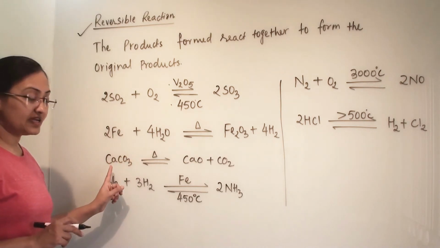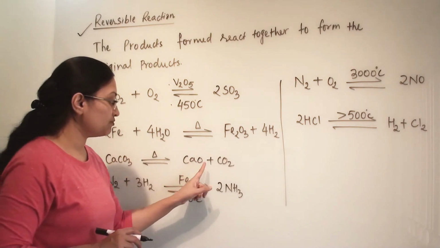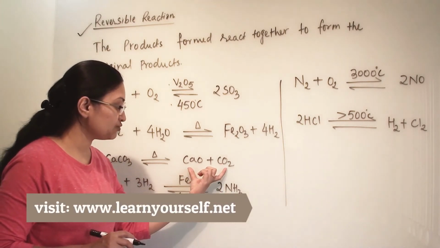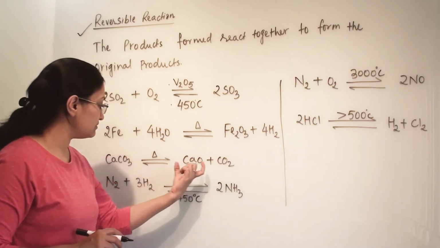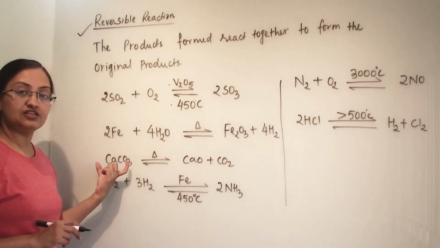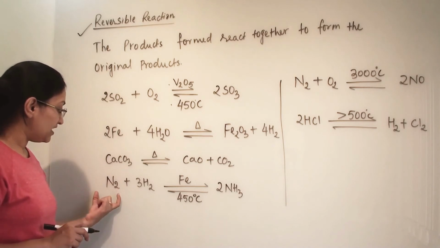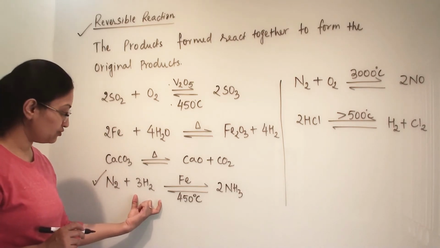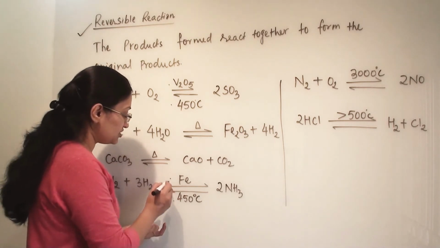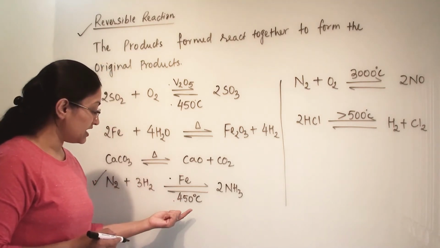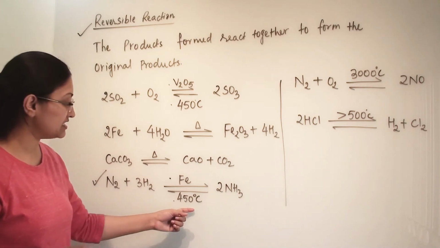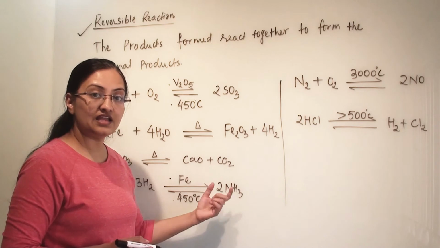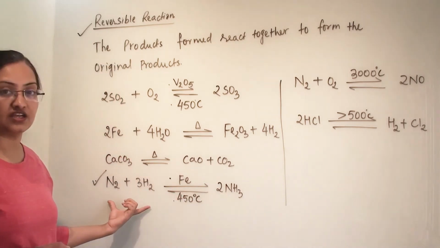When we are heating calcium carbonate, we will get calcium oxide and carbon dioxide. And this is a reversible reaction. So again these products will react among themselves and we will get the calcium carbonate back. When nitrogen, this reaction is important. When nitrogen is reacting with hydrogen with the condition that Fe is a catalyst and at 450 degrees Celsius, it will give us ammonia. Now this ammonia will again decompose and will give us nitrogen and hydrogen back.